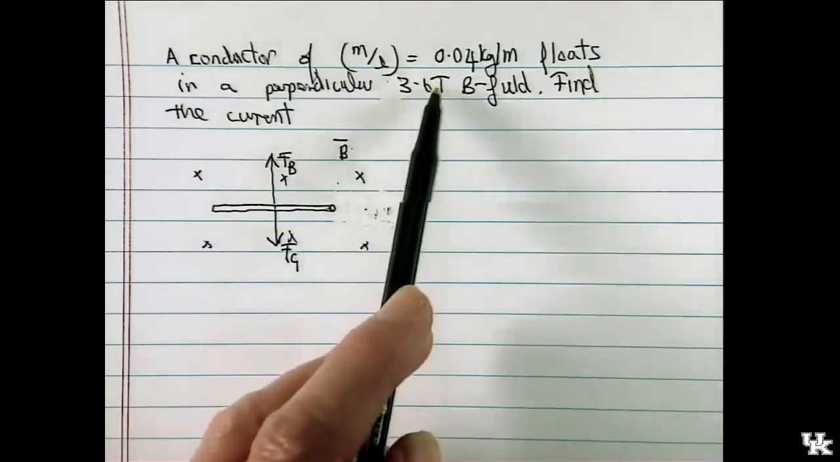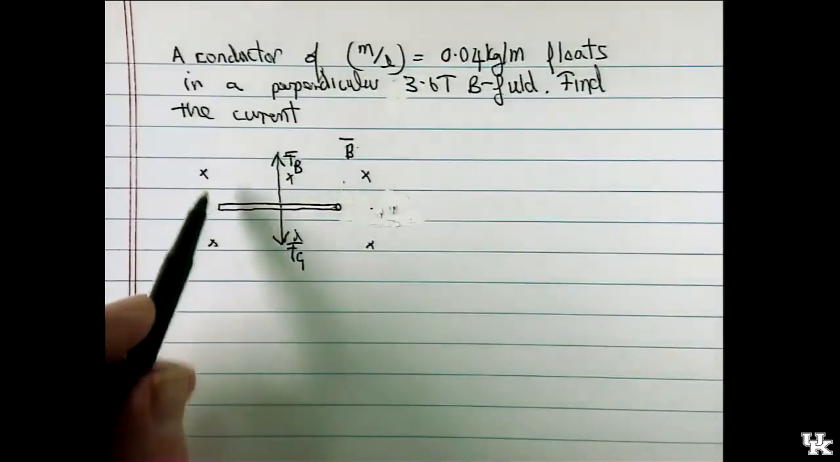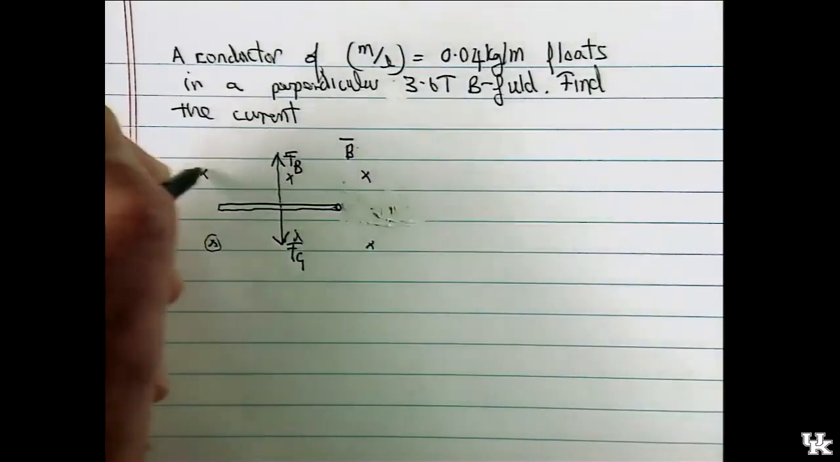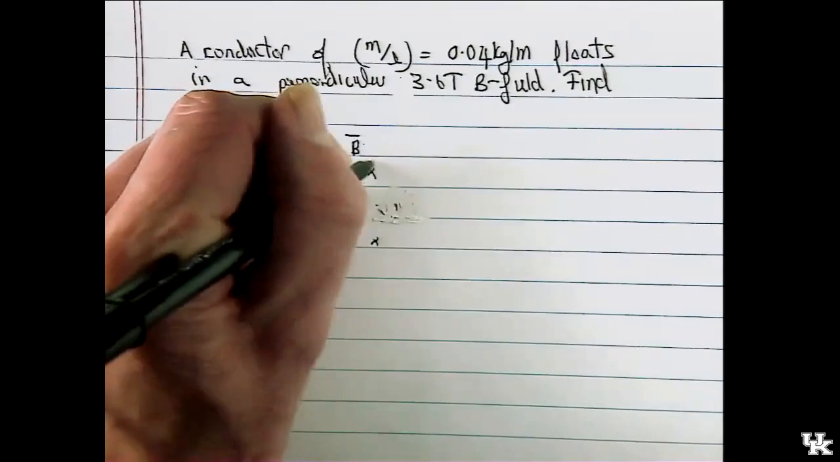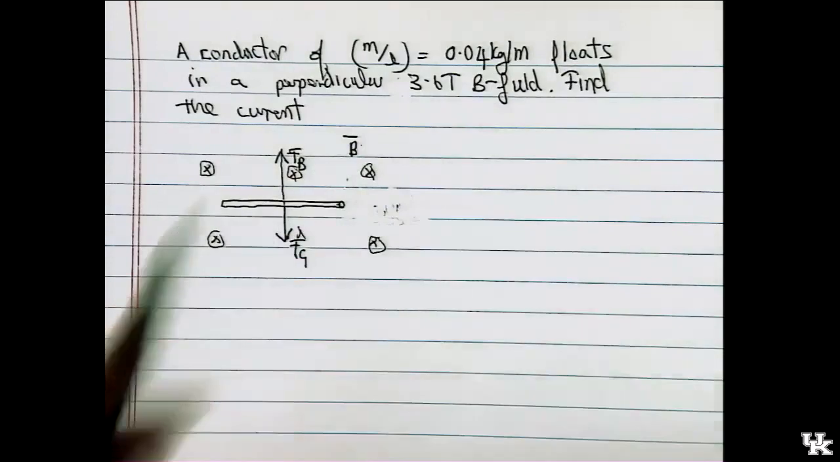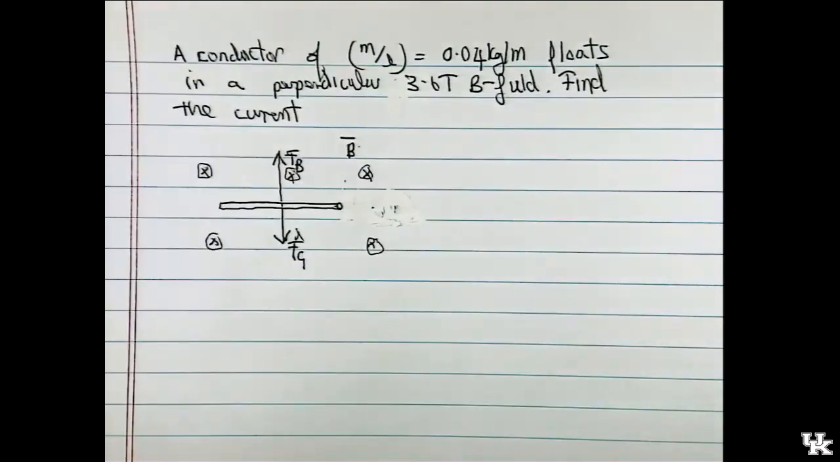We also know the field that it's been immersed in: 3.6 teslas. In my sketch, the little crosses are the uniform B field that I've immersed the rod in. And then I'm sketching the forces that are acting on the rod. The key thing is that this rod is in equilibrium. This rod is just floating there.